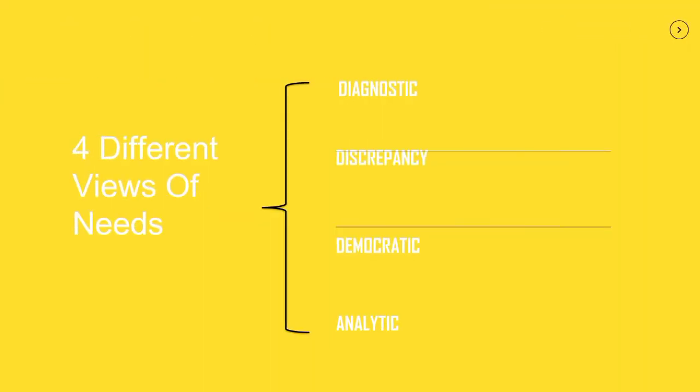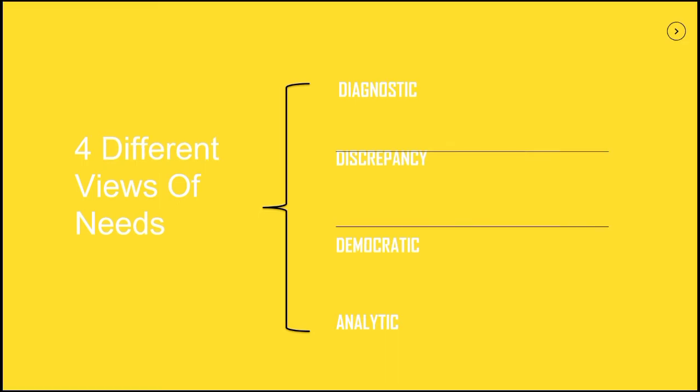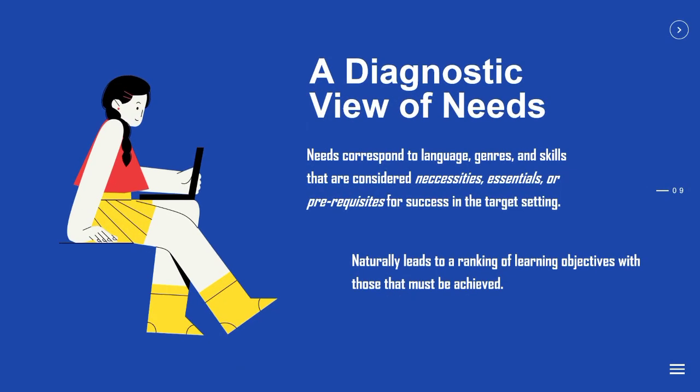Then let's move to the explanation about the four views of needs. The first one is a diagnostic view of needs. Here, the needs correspond to the language, genres, and skills that are considered necessities, essentials, or prerequisites for success in the target setting. In this case, all stakeholders must give valuable input to the target learners. And of course, the stakeholders should have direct knowledge and experience of the target setting.